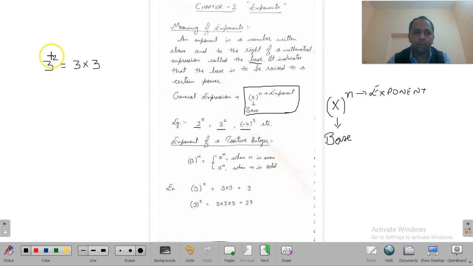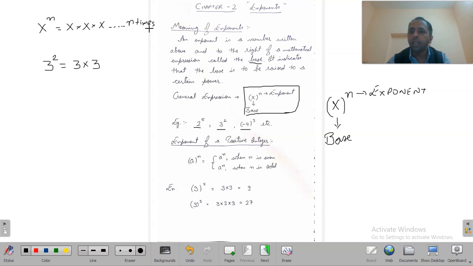That means as many times as the value of the exponent, we will multiply the value of the base with itself. So the base will be multiplied exponent number of times. If we have x to the power n, then it means that x will be multiplied n number of times with its value.